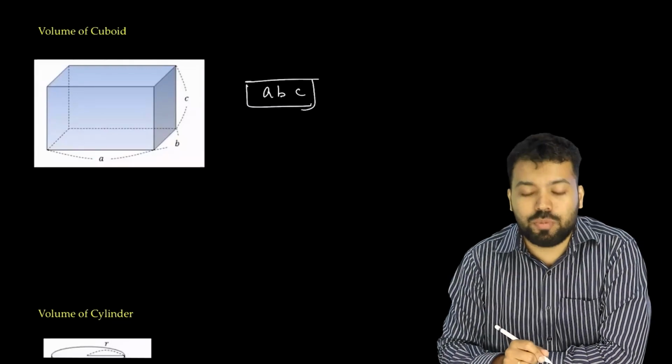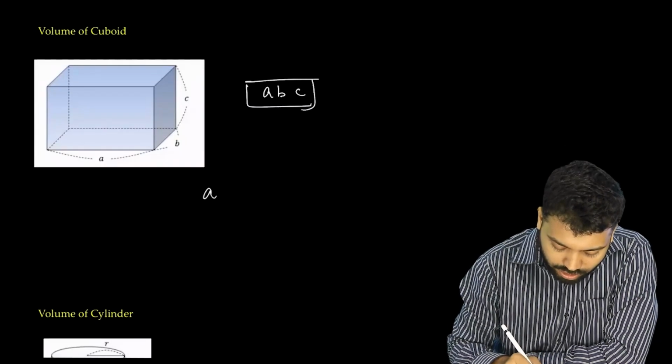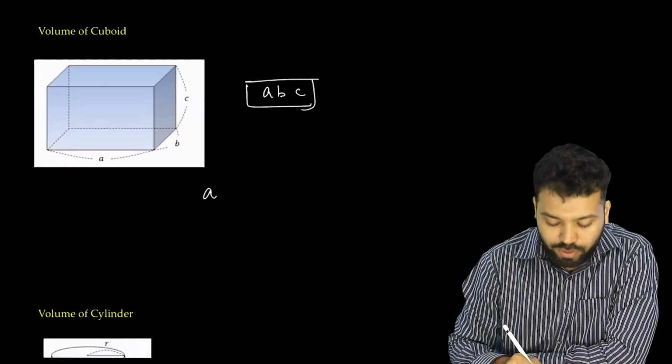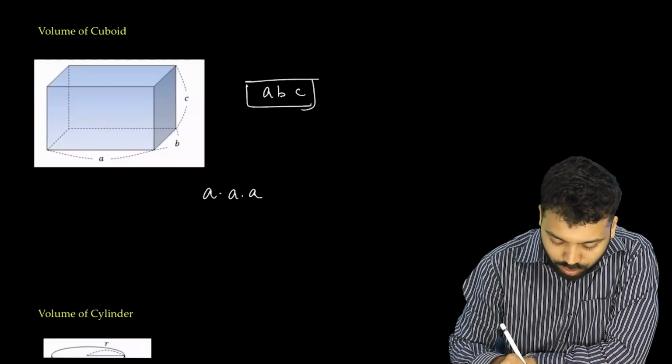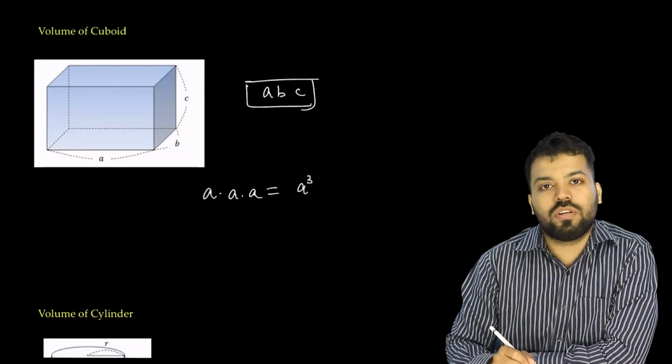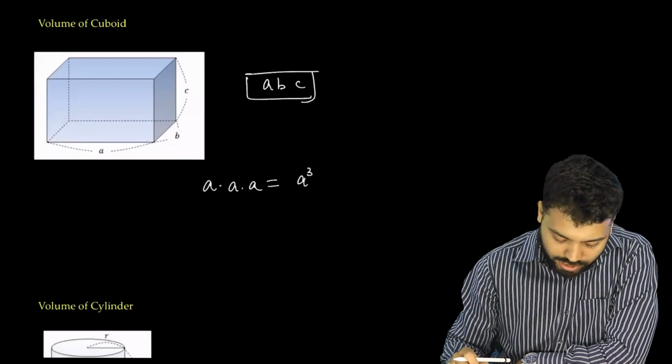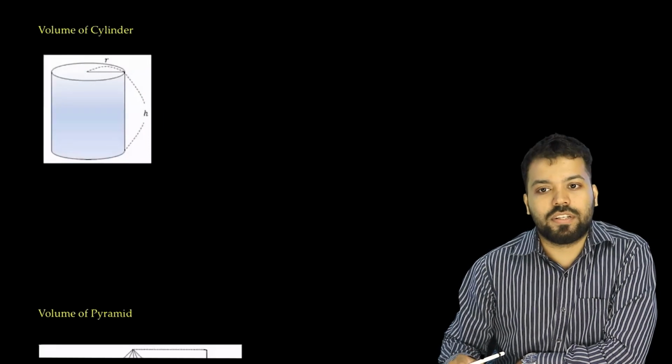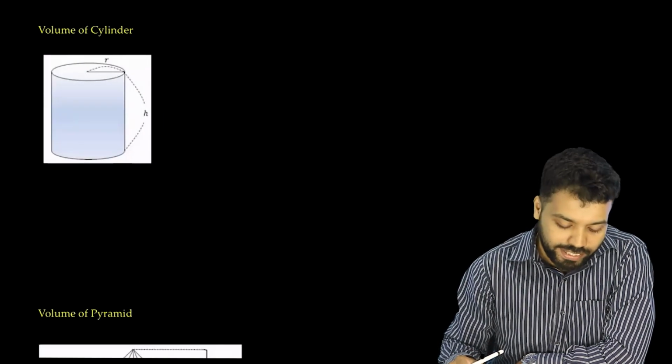What if it was a cube with the length A? It will be A into A into A because all the sides will be A. So it will be A cube. So this is the volume of a cube. And the next one is the volume of a cylinder.